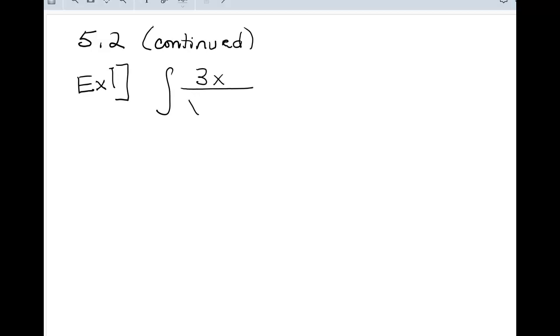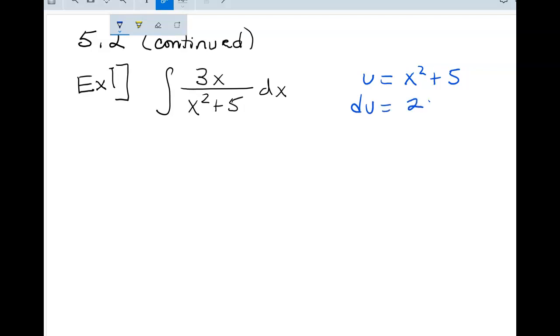So let's start with this one. The antiderivative of 3x over x squared plus 5 with respect to x. This is going to call for a u-substitution. So let's let u equal something whose derivative is conveniently lying around nearby somewhere in the integrand. So u is equal to x squared plus 5, and then du is equal to 2x dx.